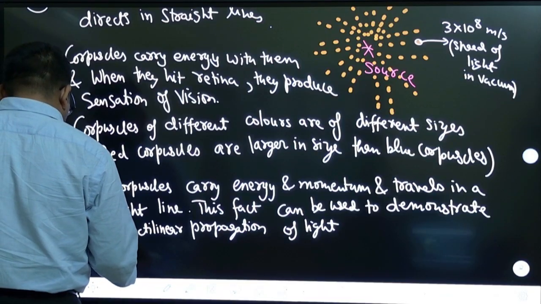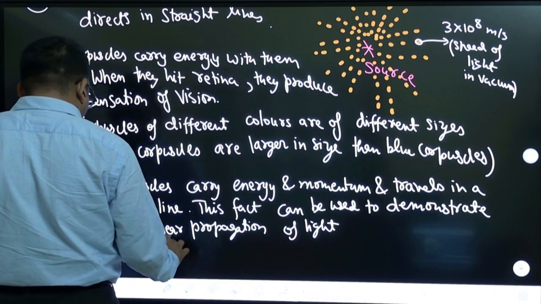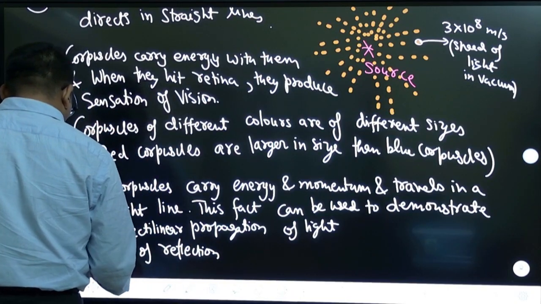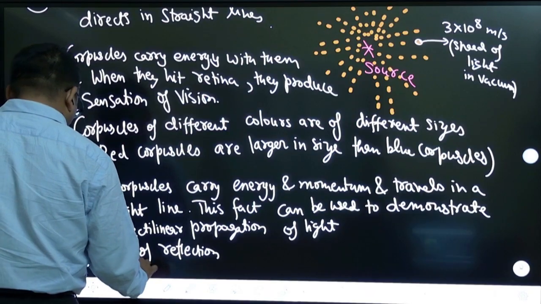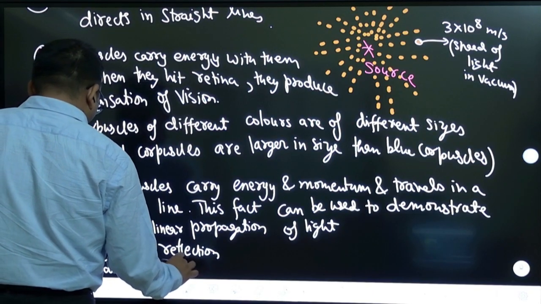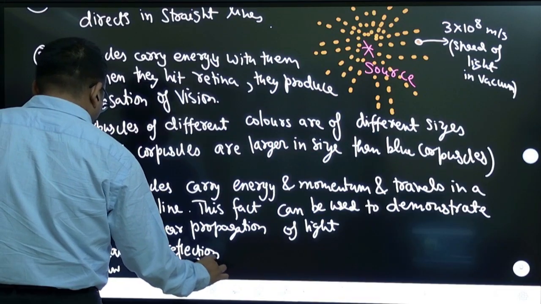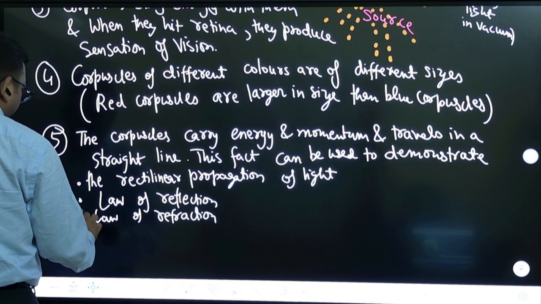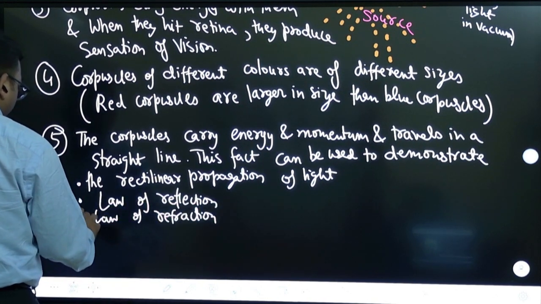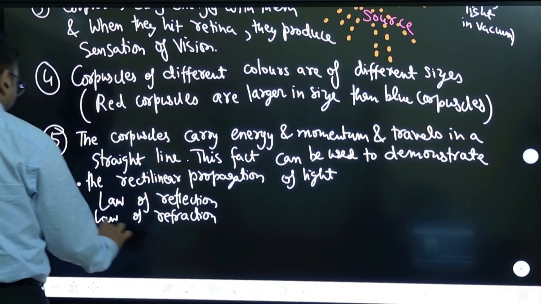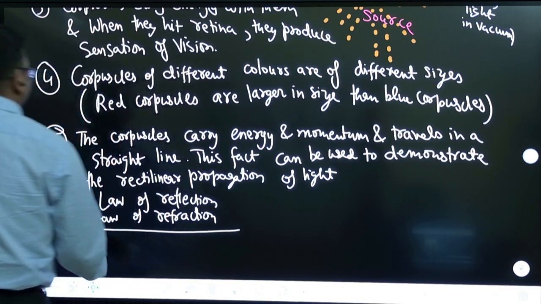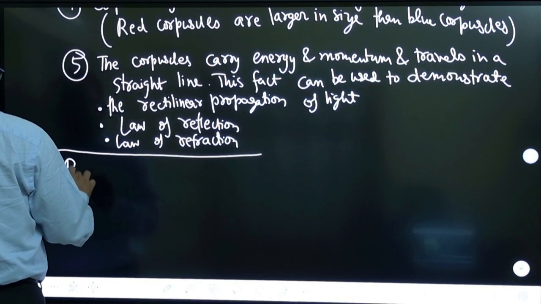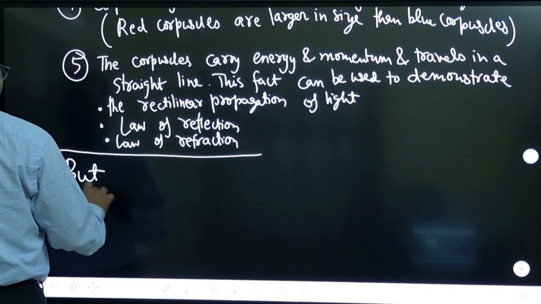Then the law of reflection and law of refraction. Using this theory, Newton can very easily explain these things. But there is a but now. What happened then? Why did his theory fail?